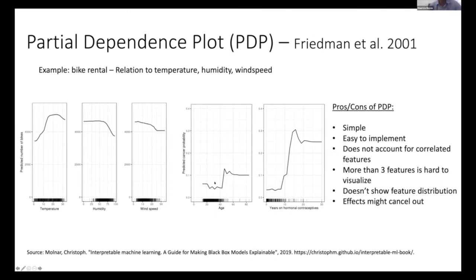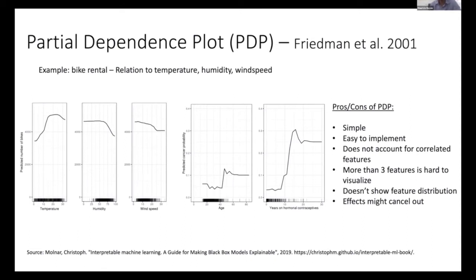We see the same on the right side with a medical example. Predicted cancer probability as a function of age and a function of years on hormonal contraceptives. And we see the relationship that after 40, 42 years, there is an increase. The same happens after around, I would say 12, 15 years, around 10 years it starts increasing rapidly. So this is to check these correlations or these relationships between a given variable of interest and the predicted output.